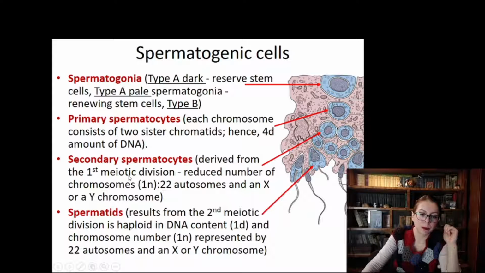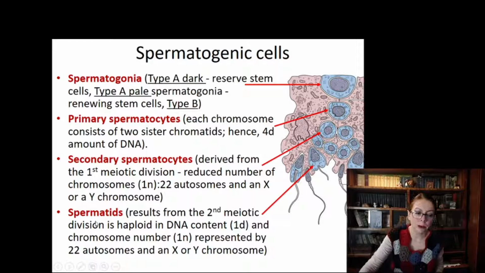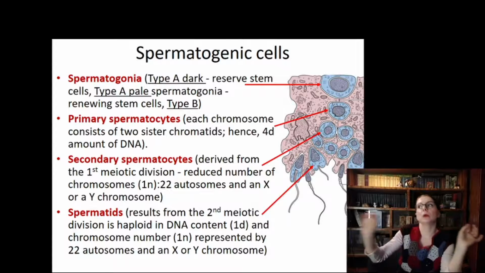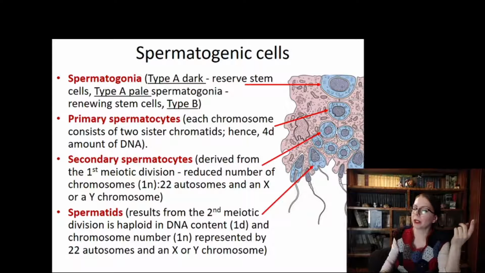Then, after the secondary spermatocytes, we have spermatids, and in this process they undergo the second meiosis. In the second meiosis, chromosomes are now separated into chromatids, and chromatids move to opposite poles. What we have to keep in mind about the second meiosis is that there is no synthetic period, so the number of chromosomes is not increased. The number of chromosomes is stable.